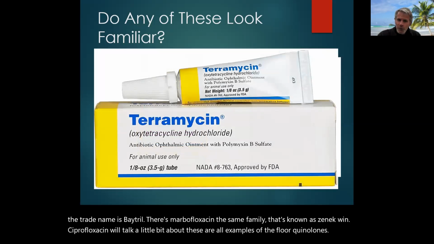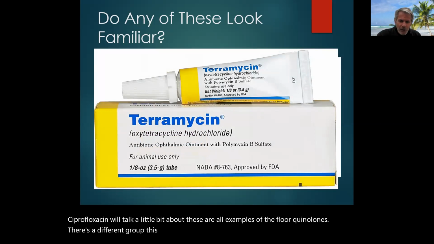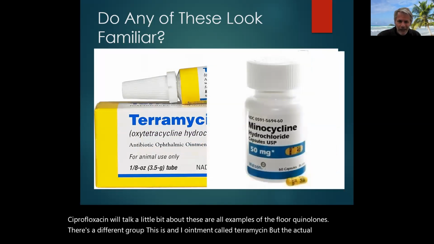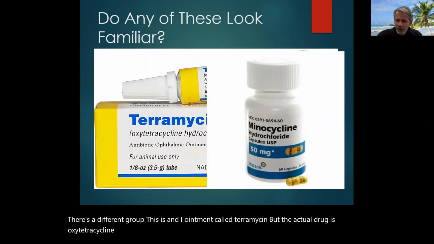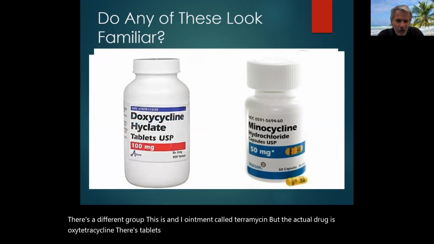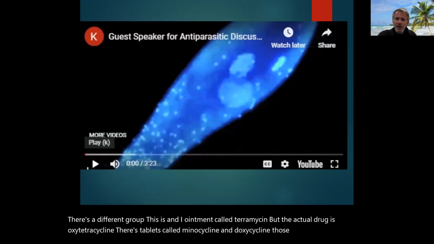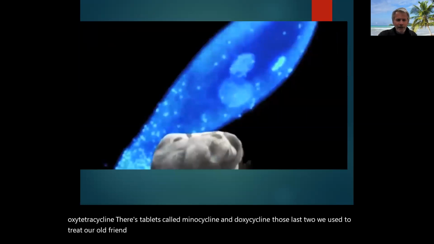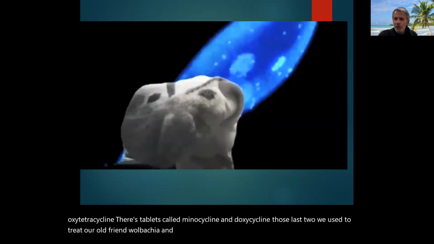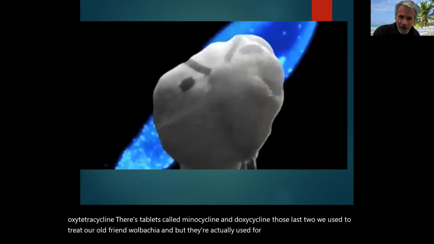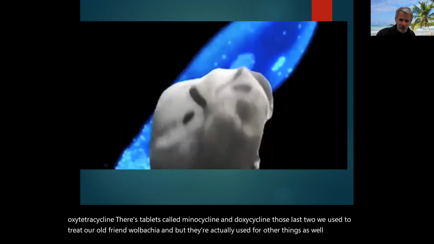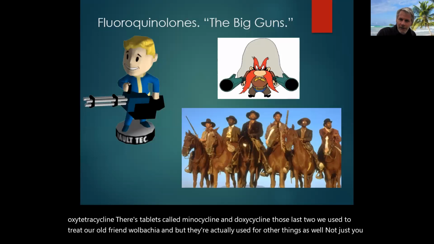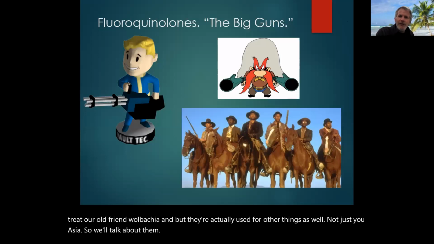There's a different group. This is an eye ointment called Terramycin, but the actual drug is oxytetracycline. There's tablets called minocycline and doxycycline. Those last two we use to treat our old friend Wolbachia, but they're actually used for other things as well, not just Wolbachia. So we'll talk about them. Okay, but let's start with the fluoroquinolones.